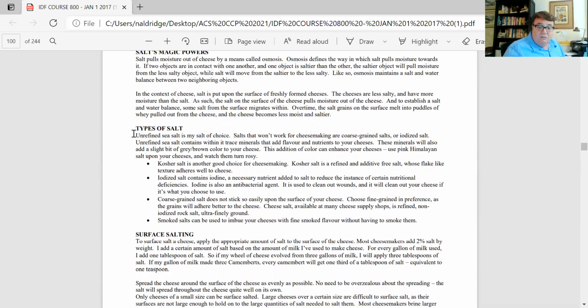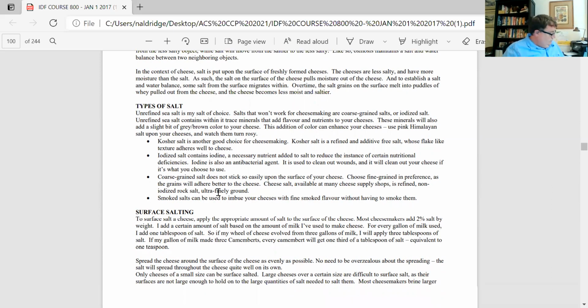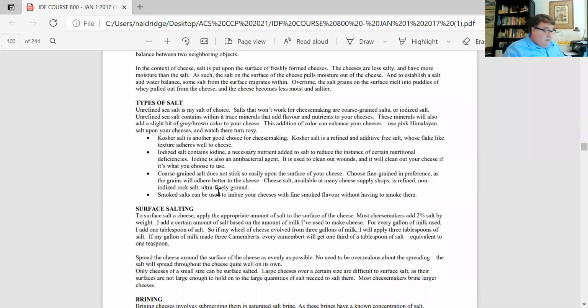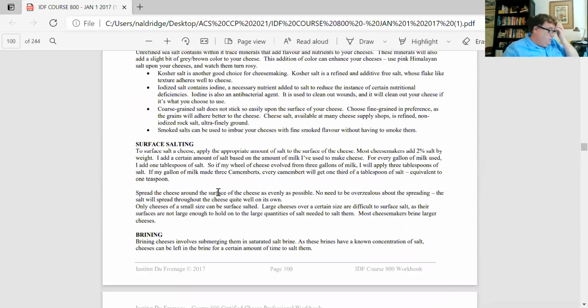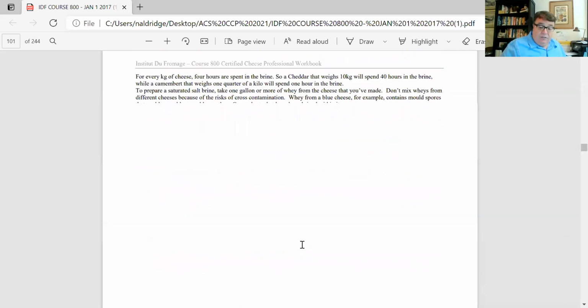Unrefined sea salt is the general salt of choice. That's something to remember, a kosher salt. Surface salting versus brining, that's already in previous chapters. Keep going on that. Now let's move to page 101.